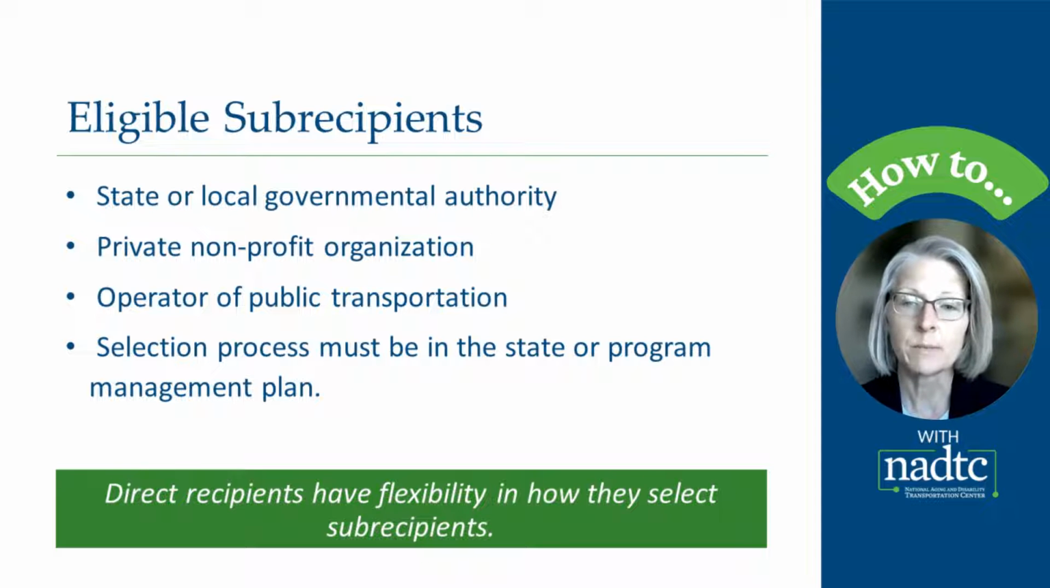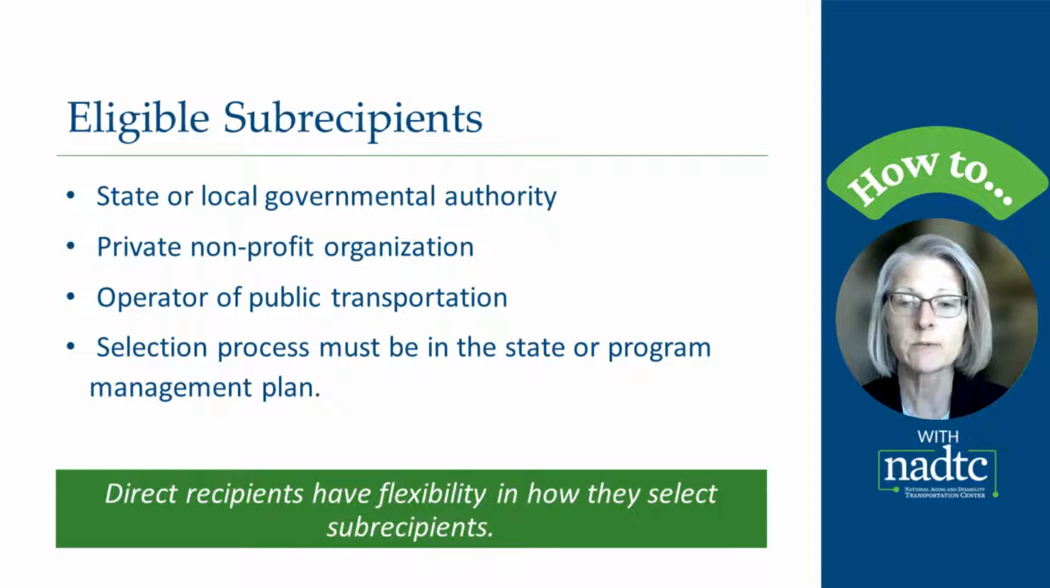The term subrecipient means an eligible entity that receives a grant under Section 5310 indirectly through a recipient. Eligible subrecipients for traditional Section 5310 projects include private nonprofit organizations or state and local government authorities that are approved by a state to coordinate services for older adults and people with disabilities, or certifies that there are no private nonprofit organizations readily available in the area to provide the services.